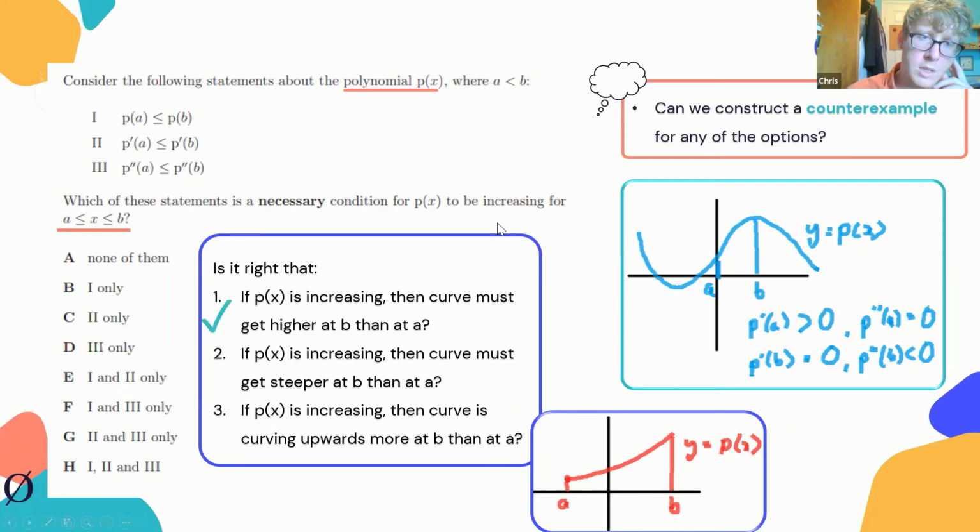That means they're not necessary conditions for it to be increasing, but number one, we said it is, and that makes the answer statement one only, so it's B. But that was made a lot easier for us because we did some planning at the start and we found a nice picture for ourselves.